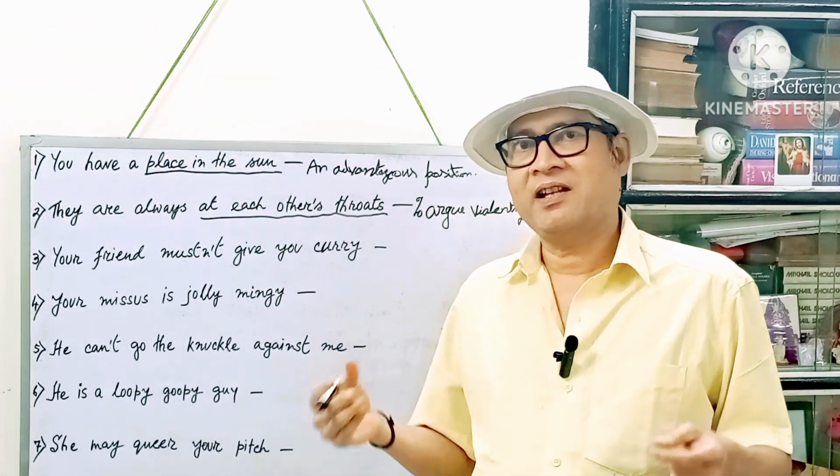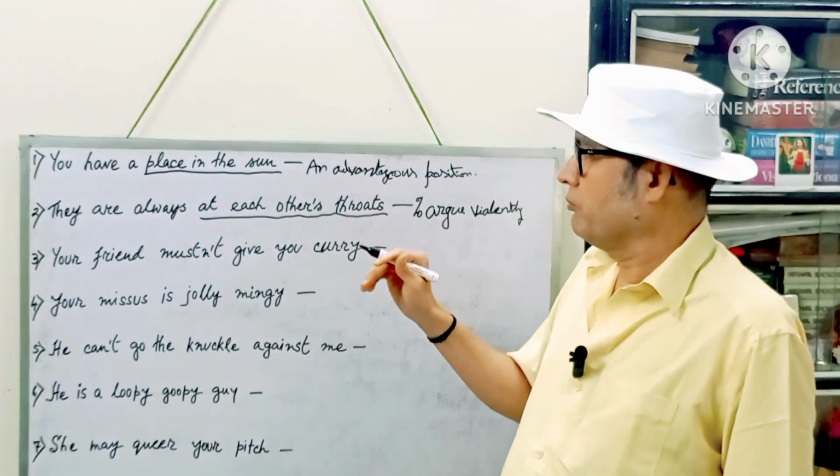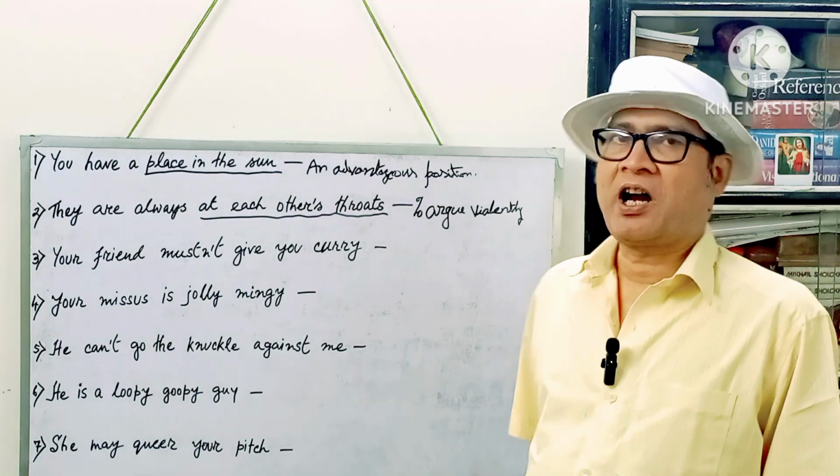They are always at each other's throats. Okay, move on to number three. Your friend mustn't give you curry.